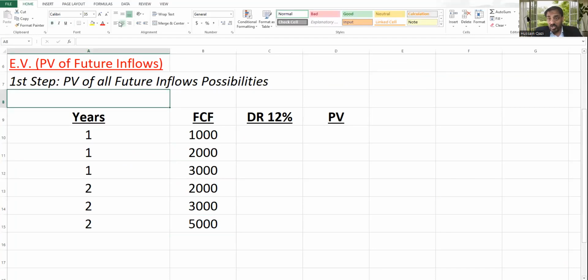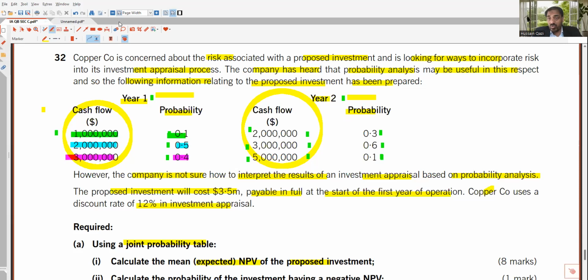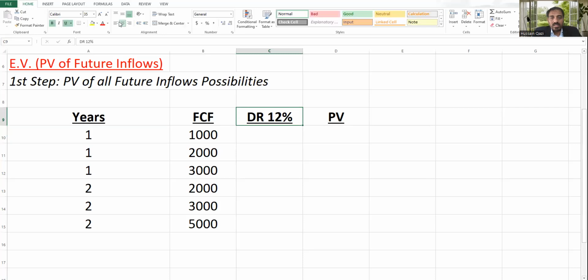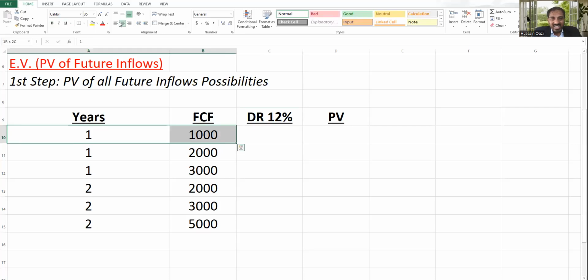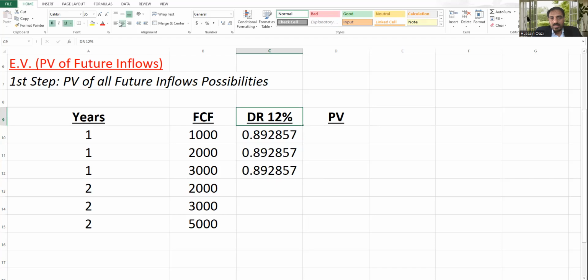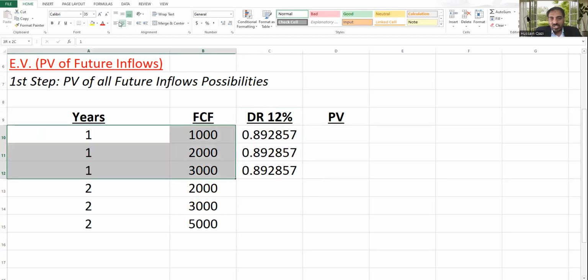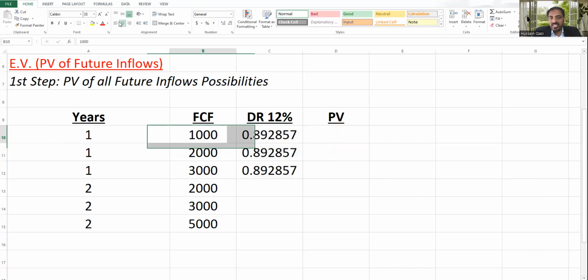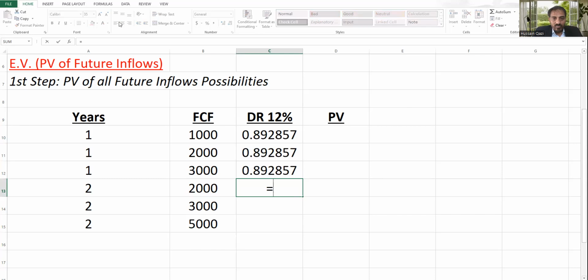These are not all the possibilities. These are the possible cash flows, and based on these cash flows, we will derive the possibilities. What is the discount factor for year 1? For all year 1 cash flows it is 1.12 to the power minus 1. And for year 2, 1.12 to the power minus 2.